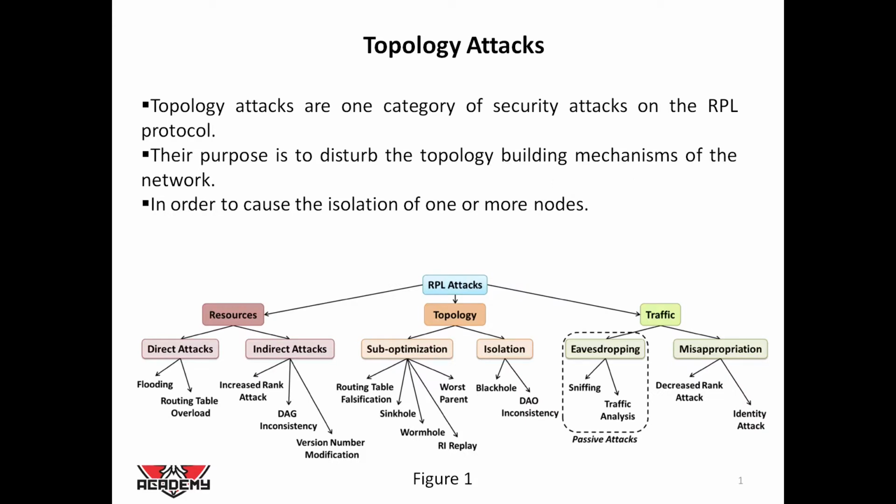First of all, let us look at what a topology attack is, because a black hole attack, as we can see in figure 1, falls into the topology attack category. Topology attacks are just one category of security attacks on the RPL protocol. As we can see from this diagram, we have resource attacks, topology attacks, and traffic attacks. The purpose of a topology attack is to disturb the topology building mechanism of the network, and this will cause isolation of one or more nodes in the network. So the aim of the isolation attack under topology attack is to isolate one or multiple nodes from the network.